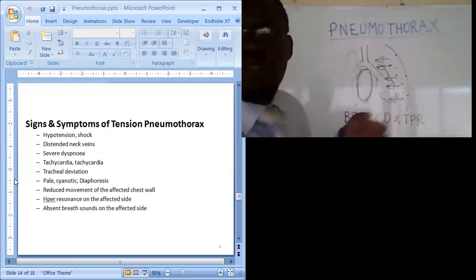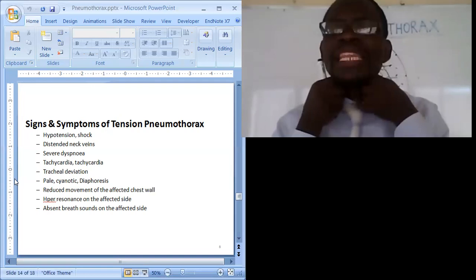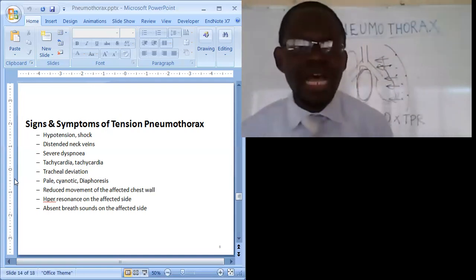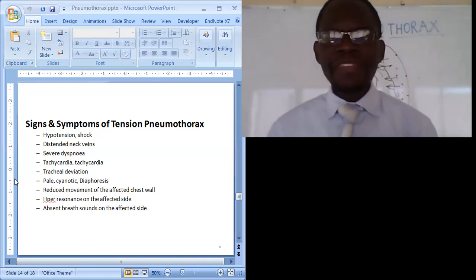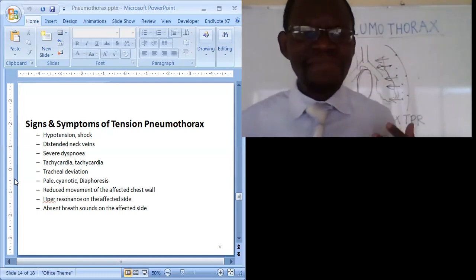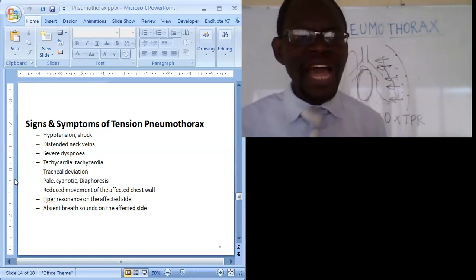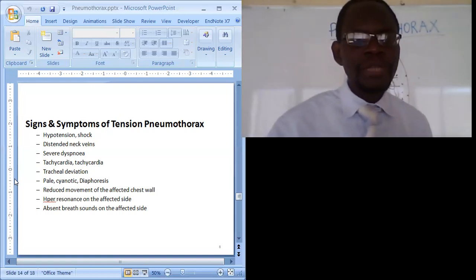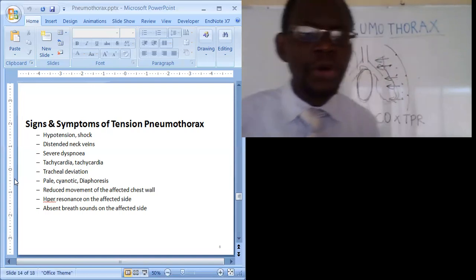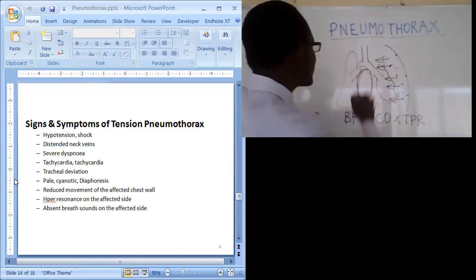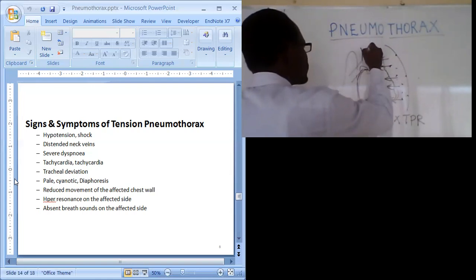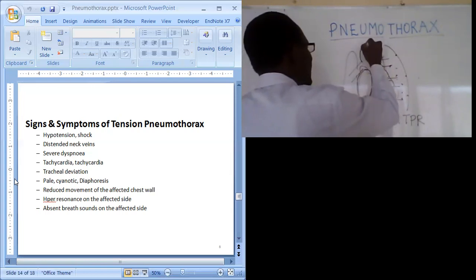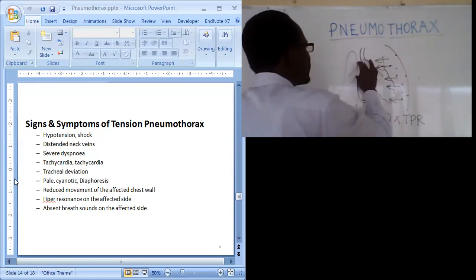Therefore, you'll have a lot of blood engorged within the jugular veins, and as a result, you'll have distended neck veins. We have things like severe dyspnea, severe difficulty in breathing. We have tachycardia. We have tachypnea. We even have tracheal deviation. Remember, we said that this trachea also shifts towards this side. It shifts towards this side. So in other words, it is deviated.